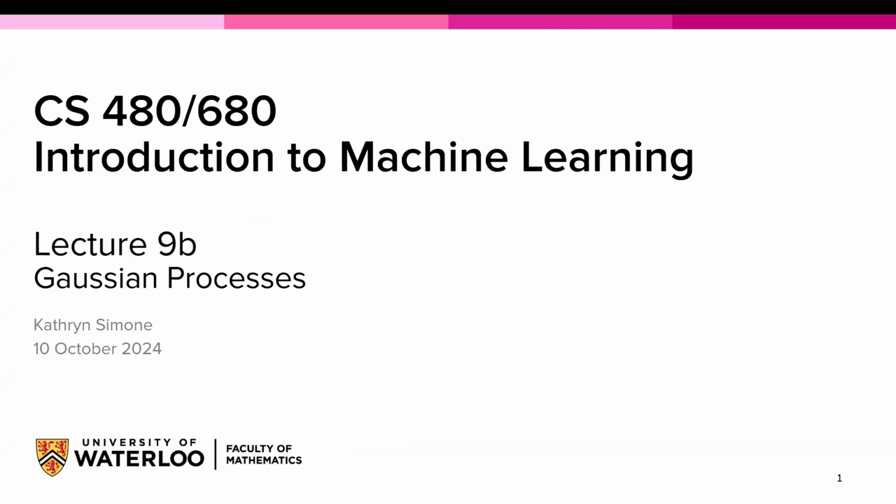Hello again. This is Introduction to Machine Learning, CS 480 and 680, as taught at the University of Waterloo in fall 2024. And this is lecture 9b, where we're going to be discussing Gaussian processes. This is the conclusion, the second part of what we started in lecture 9a the last time.